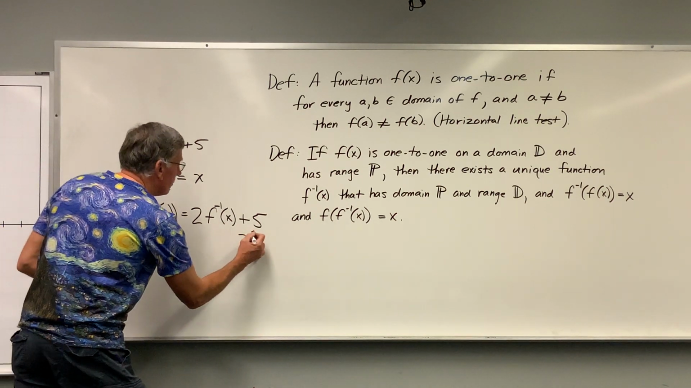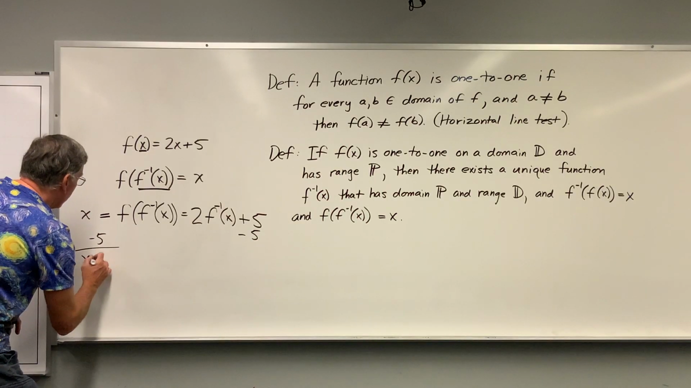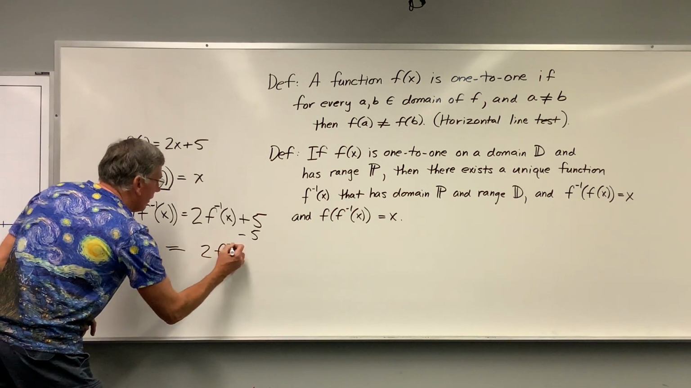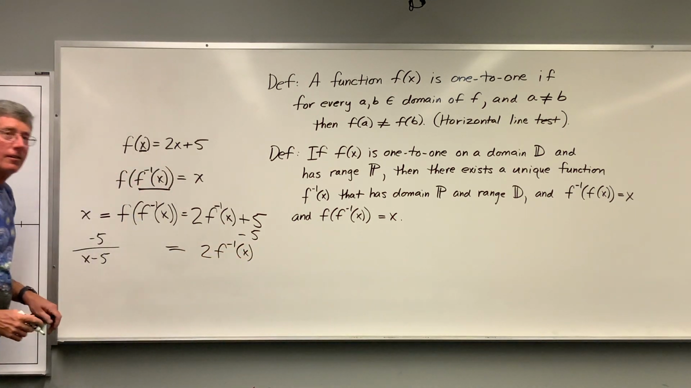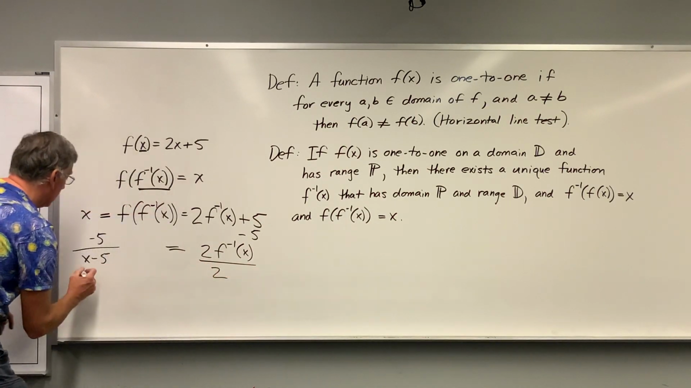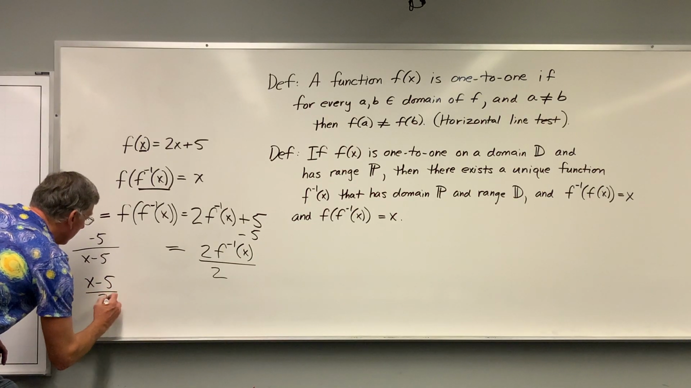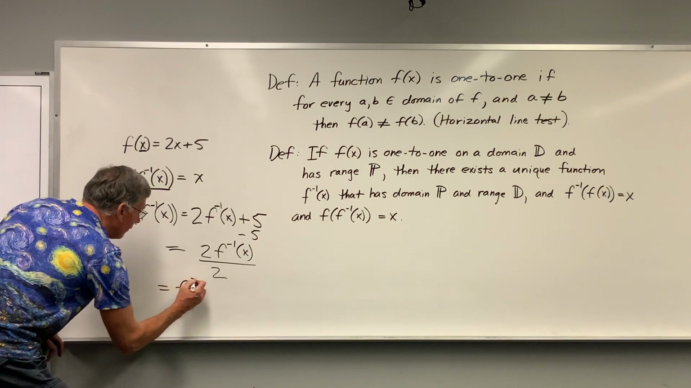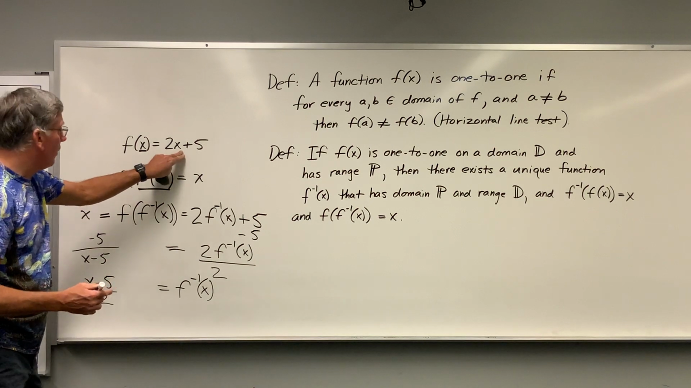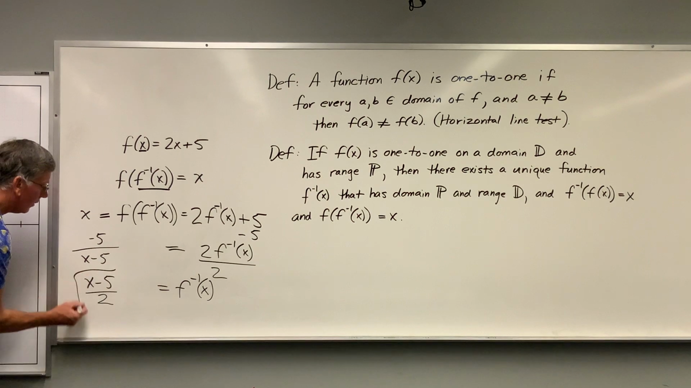First thing I'm going to do is subtract 5 from both sides. So I get x minus 5 is equal to 2 times the f inverse of x. Now I'm going to divide both sides by 2. And so I get x minus 5 divided by 2 is equal to f inverse of x. This is my function. This is my inverse.